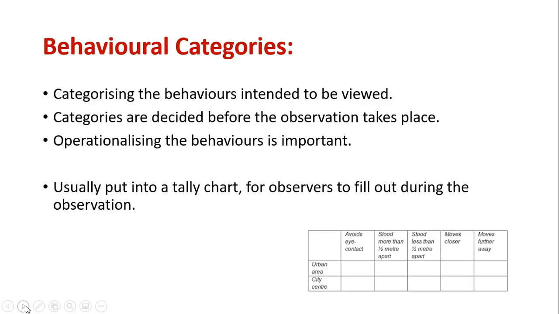When you are conducting an observation, you can have behavioural categories. These are things that you intend to look at when you are conducting your observation, and these categories are decided before the observation takes place. It's really, really important to operationalise your categories, so put them in a form that can be measured. So if you're observing behaviour of people in a gym, you can't just say you're looking for whether they're using the equipment. You need to specify what equipment you are looking for. You're looking at the time they're on, at the number of reps they do. You need to operationalise it, put it in a form that can be measured. Behavioural categories tend to be put in a tally chart, and observers use these tally charts to fill in during the observation.